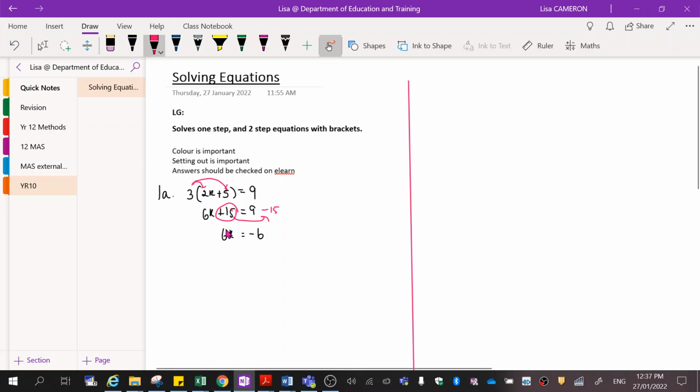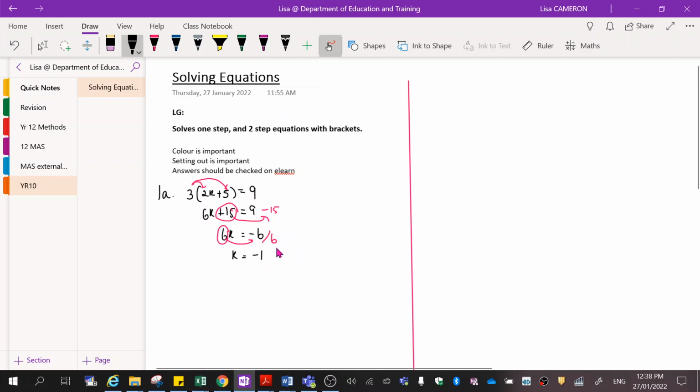Okay. Next thing I want to move across is this 6 here. Now, the symbol that's between 6 and k is multiply. So when it comes across, it's going to be divided by 6. Now, remember that this is on top, so it's negative 6 divided by 6, not the other way around. That's going to leave me with k is equal to negative 1. Okay, and I finished my question.